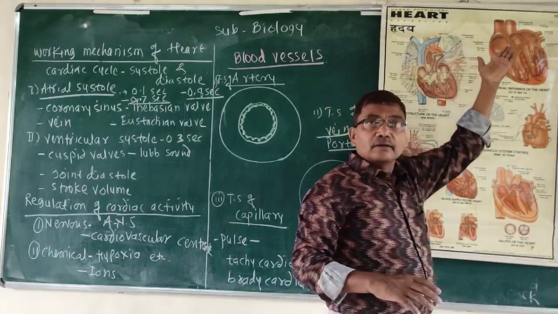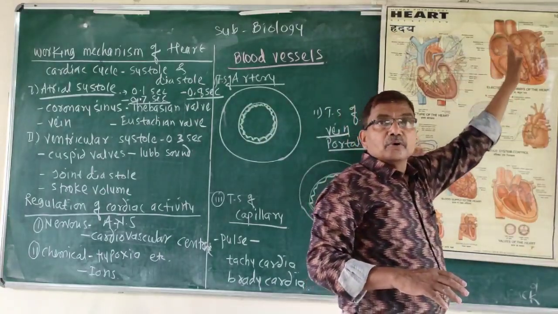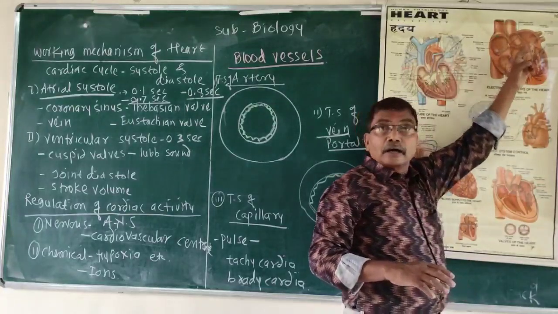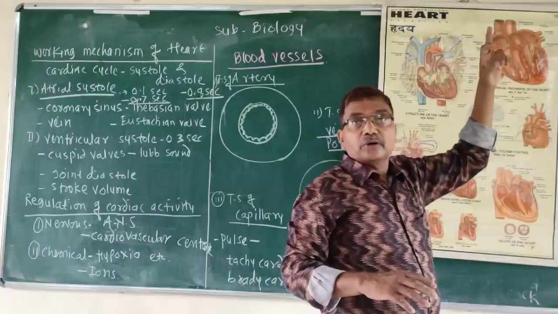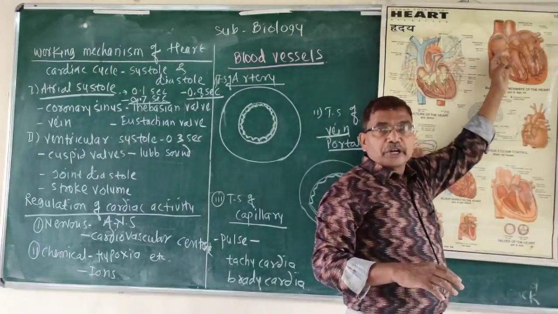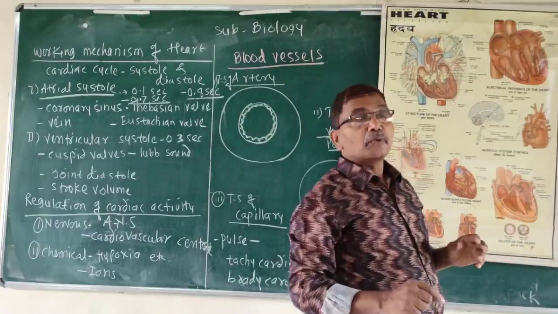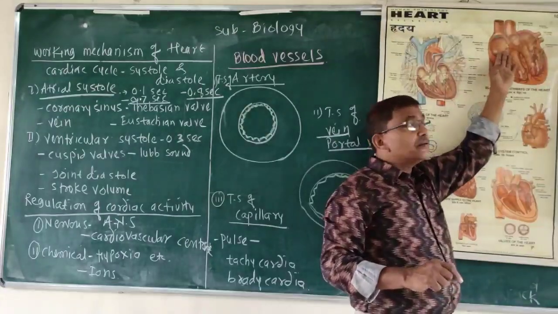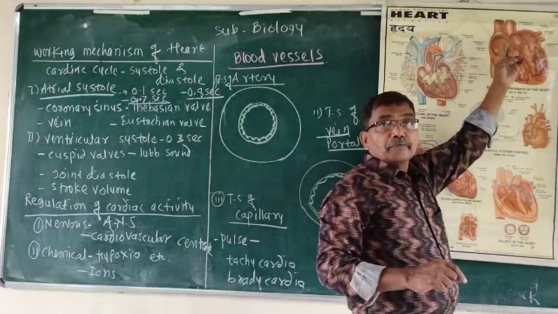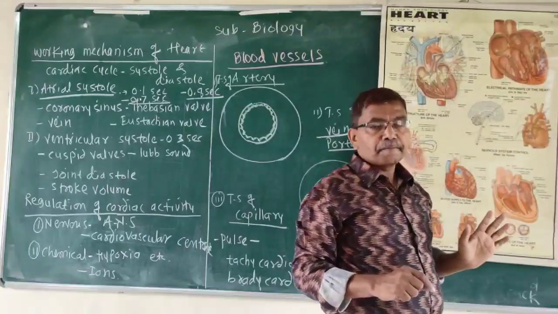Again, the atria are of 2 types, and the ventricles are of 2 types. One is the left atrium, which receives oxygenated blood, and the right atrium, which receives deoxygenated blood. In the left atrium, 2 pairs of pulmonary veins pour blood, while in the right atrium, 3 veins pour blood: the superior vena cava, inferior vena cava, and coronary sinus.